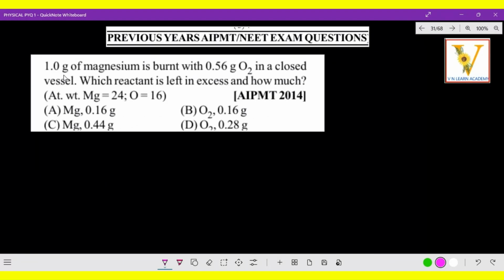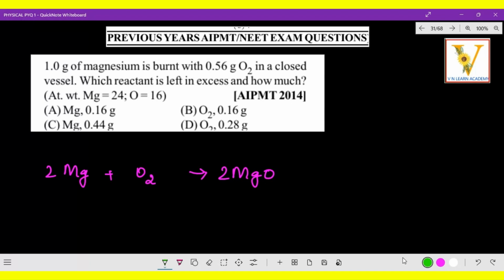1 gram of magnesium is burnt with 0.56 gram of oxygen in a closed vessel. Which reactant is left in excess and how much? This is very simple. If you write the balanced chemical equation, you are able to identify it very clearly. Magnesium, Mg plus oxygen, O2, gives MgO. It is not balanced, right? So 2 MgO. Now, is it balanced? Yes, it is balanced.